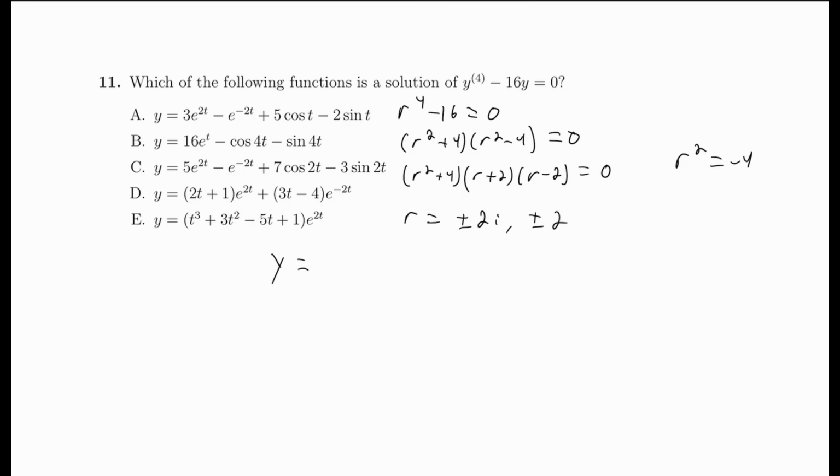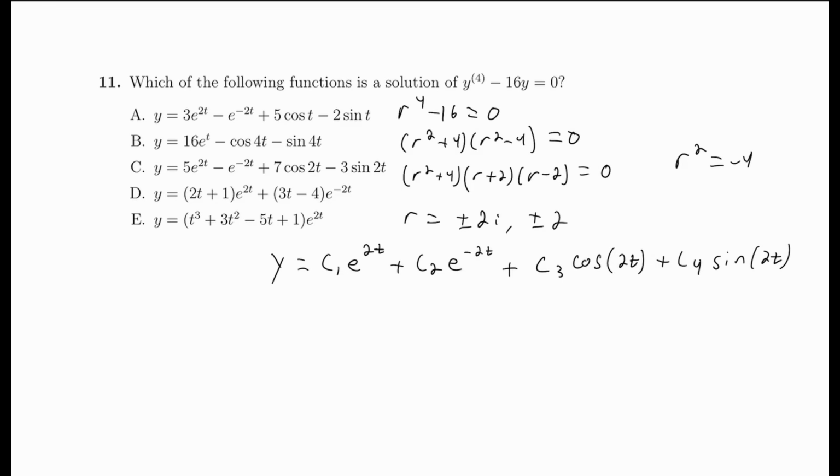So y is equal to c1, we'll start with our real solutions, e to the 2t, plus c2, e to the negative 2t. And then for our imaginary part, there's no real constant in front of this, so this is just going to be plus c3 cosine 2t plus c4 sine of 2t. And now in our answer choices, they actually plugged in values for this. Remember, these c's are all just arbitrary constants, so they can take on any value. We just need to figure out which form matches.